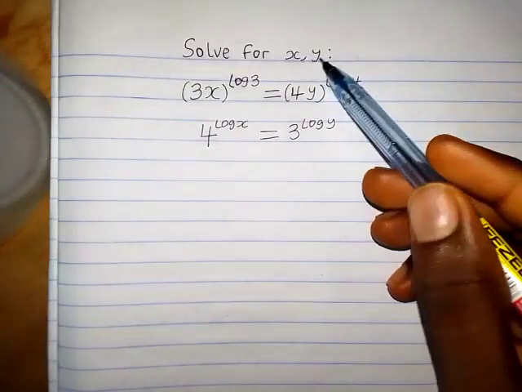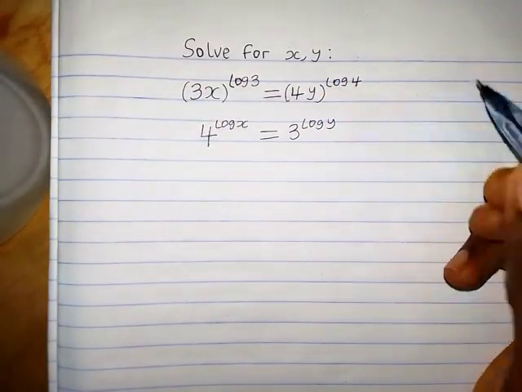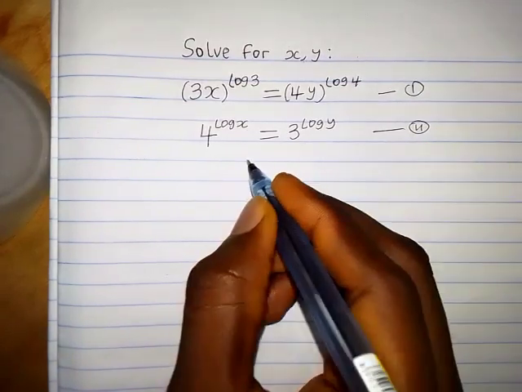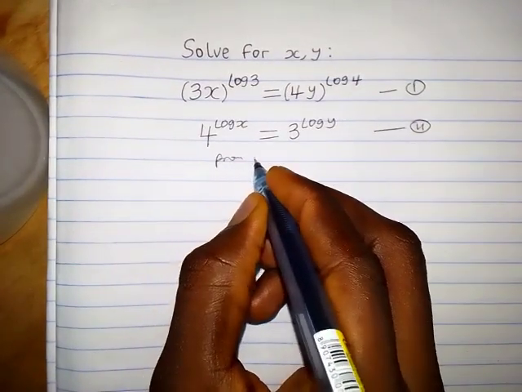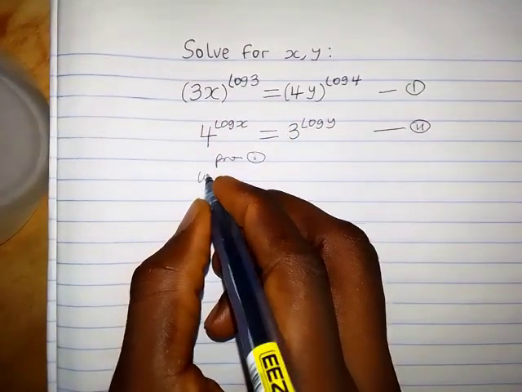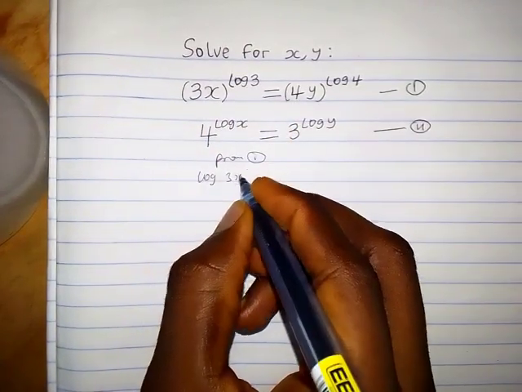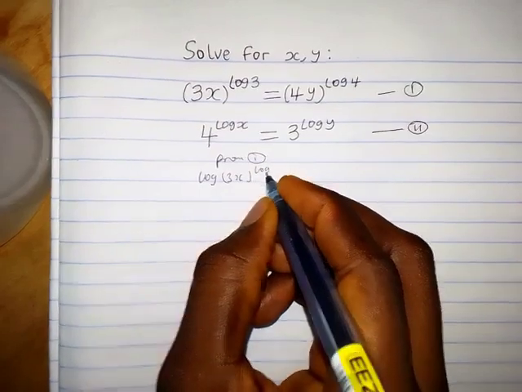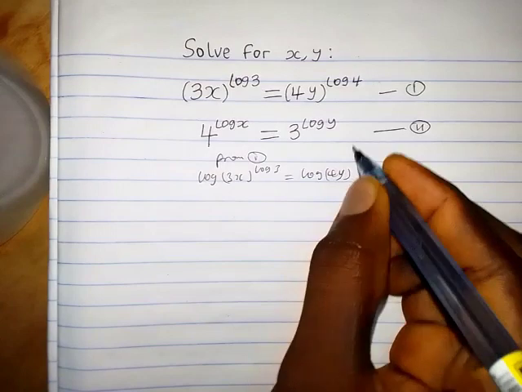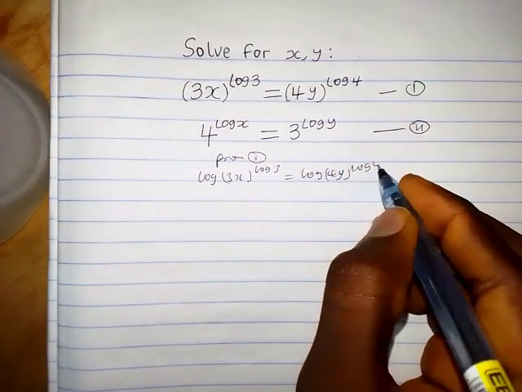How do we solve for x and y in this logarithmic equation? Let's call this equation 1 and this equation 2. From equation 1, we just take the natural logarithm of both sides. So we have log 3x raised to power log 3 equals log 4y raised to power log 4.